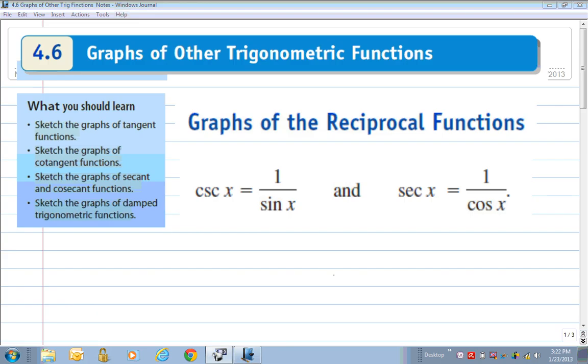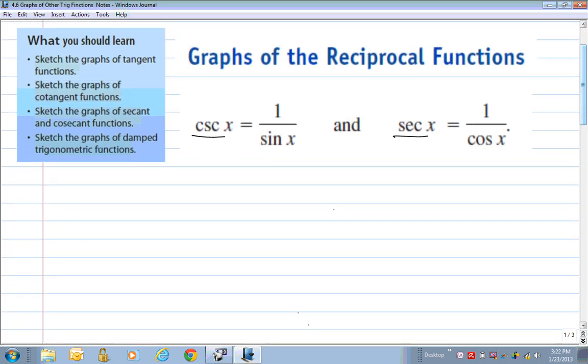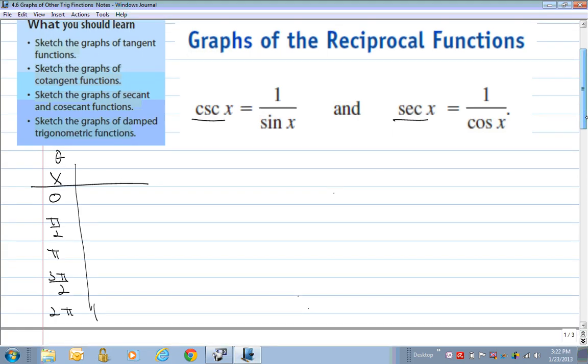All right, so let's talk tonight about graphs of reciprocal functions, which would be our cosecant and our secant. So I want to talk a little bit about that based on what we have done in the past. Let's start with a table of values like we had before. We have an x value, which is our theta values, and our basic values are 0, pi over 2, pi, 3 pi over 2, and 2 pi. Those are our basic values.